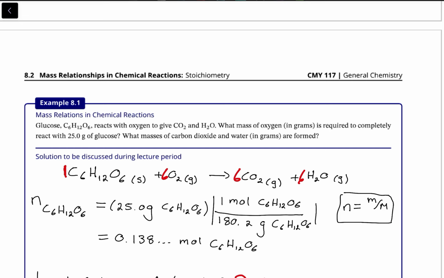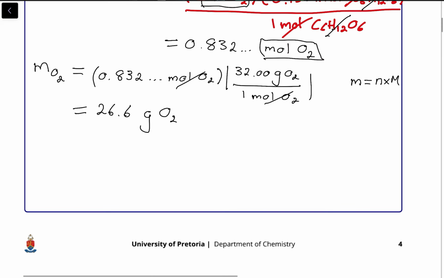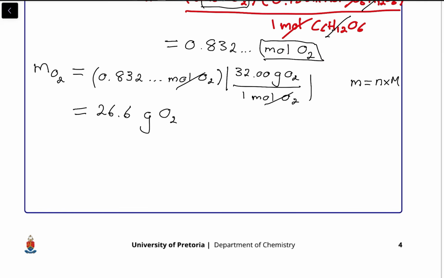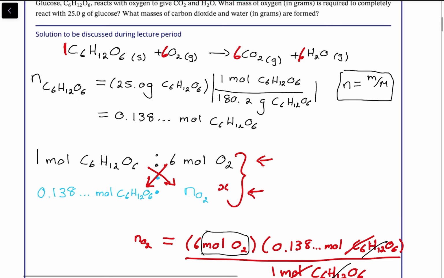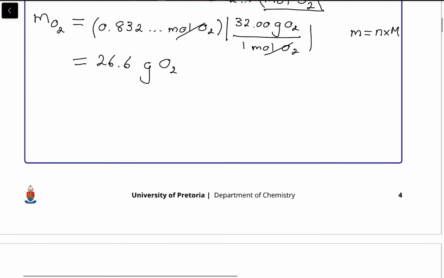What mass of oxygen in grams is required to completely react with 25 gram of glucose? Cool, so we've done that. Next part of the question. What masses of carbon dioxide and water in grams are formed? Okay, so it's essentially the same question. The same way to solve it is now just for the products. So we can do the same thing like we wrote here. We see here, okay, if we compare, we see 6 mole of oxygen gives 6 mole of carbon dioxide, 6 mole of H2O.